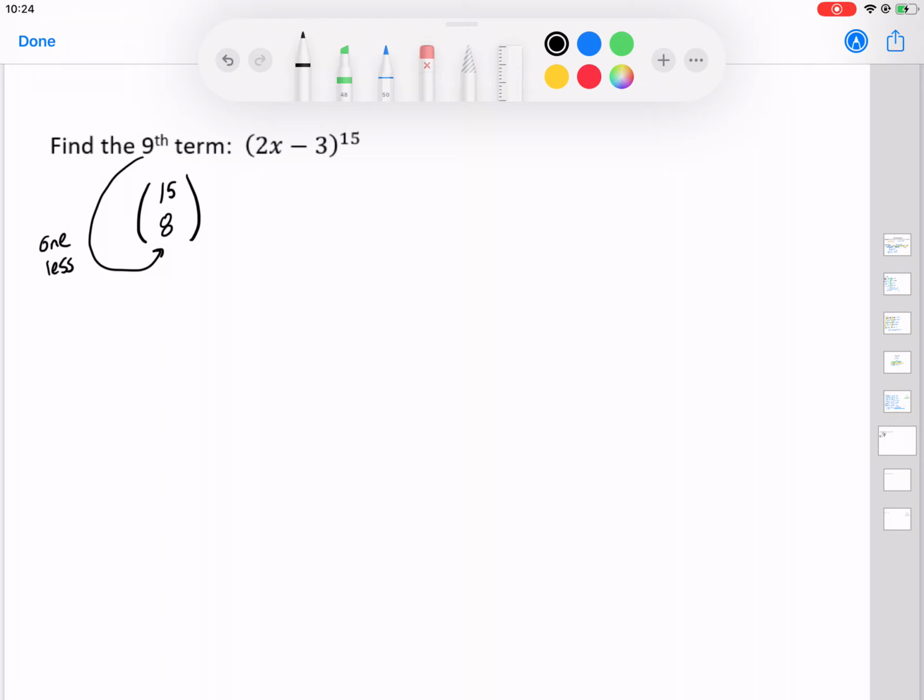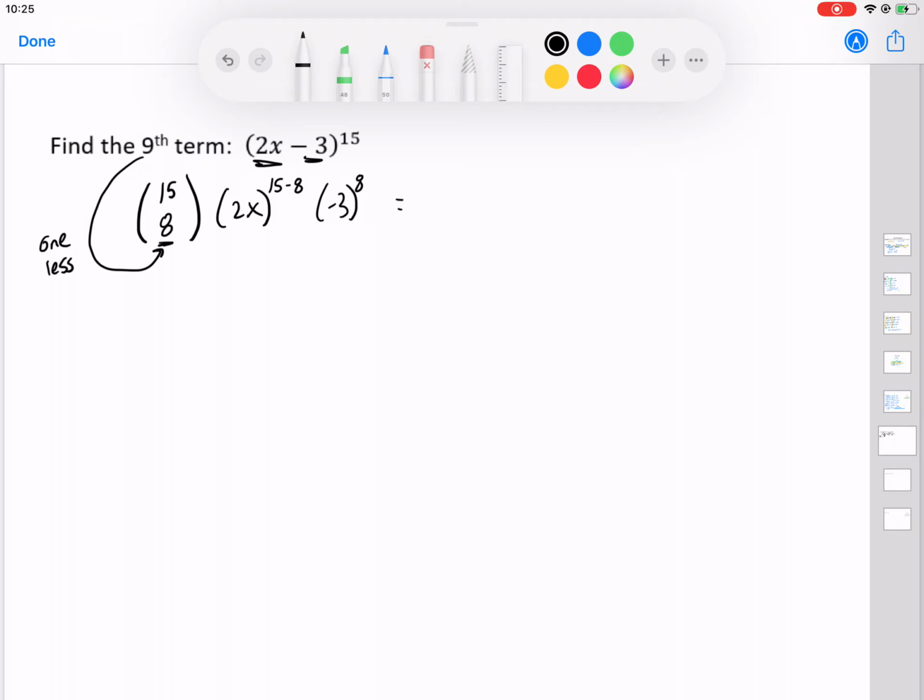Then we know our a is 2x. We're going to multiply that by 2x to the 15 minus 8. So remember, we subtract it down. And then your b is the negative 3, and that will be to the 8th power because it's just whatever number's underneath here. So binomial theorem makes it so we don't have to do anything else but do this. So let's use our calculator to do the 15 choose 8. It will be a fairly large number. So I'm going to go ahead and type in 15 choose 8.